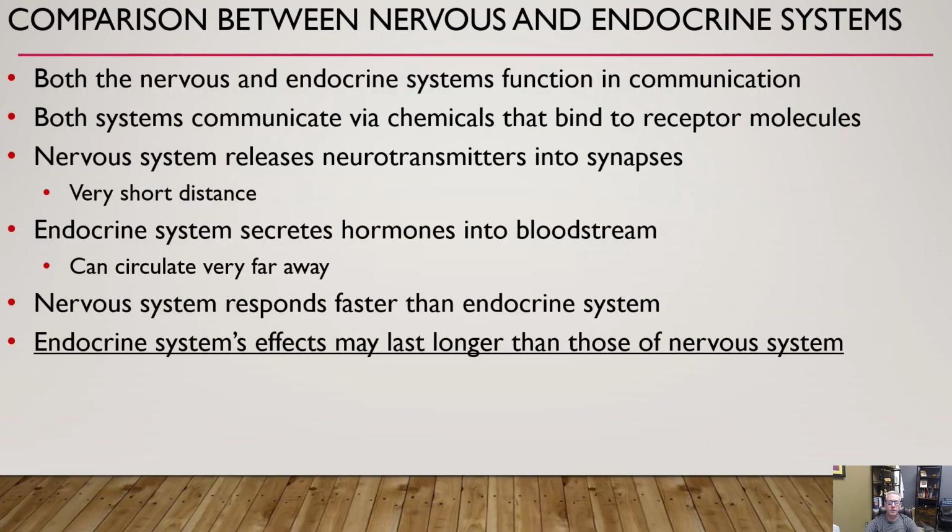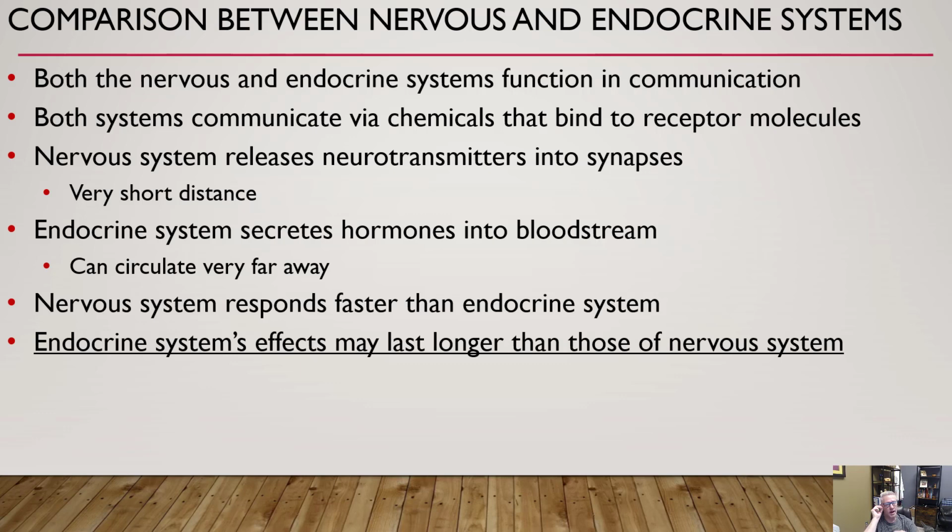All right, so characteristics between the nervous system and endocrine system. Remember I said that they are very, very much interrelated. Both systems communicate via chemicals that bind to receptor molecules. Remember that the nervous system releases neurotransmitters into synapses. We talked about acetylcholine, norepinephrine. The nervous system travels a very short distance.